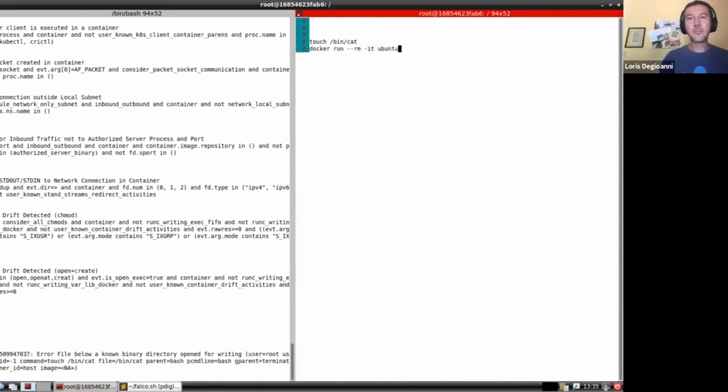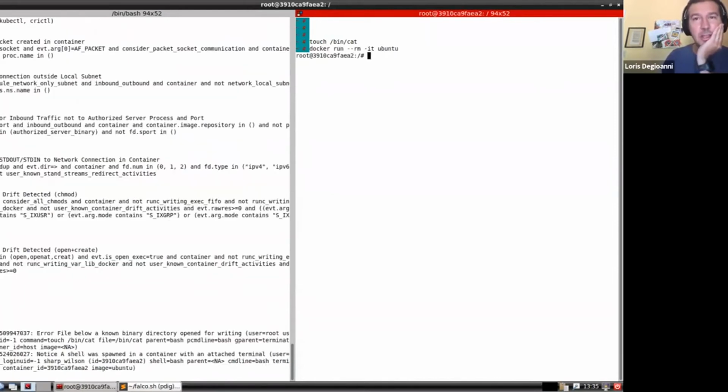Let me try to start a container. So I'm just starting an Ubuntu container. And when I do this, immediately Falco tells me, okay, somebody spawned a shell in a container, which is normal here because it's an Ubuntu container, but you would agree with me that in production, it's never good when somebody just spawns a shell in a container that is supposed to be immutable. So Falco gives me a notice for that: be careful because there's a container now and somebody has a root shell inside the container.